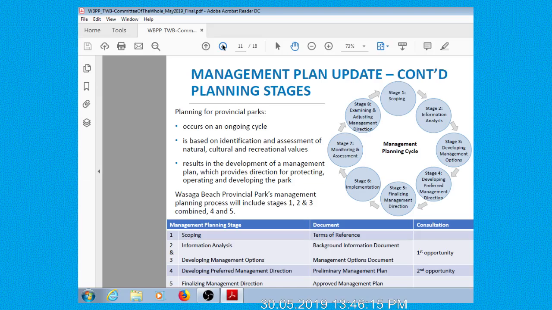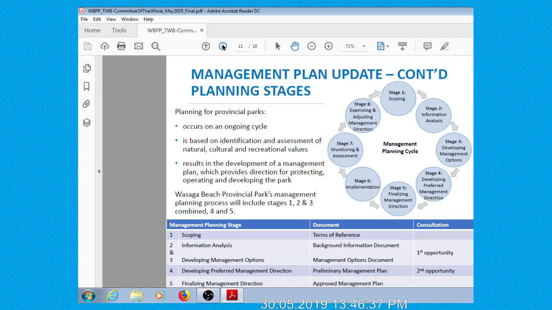The planning process for Wasaga Beach will incorporate stages 1, 2, and 3, which we're going to do together to move forward with the process a bit more efficiently. Stage 4 and then 5 will be the end of our planning process with the management plan. Then we move into, as I said, the implementation and adjustments phase.